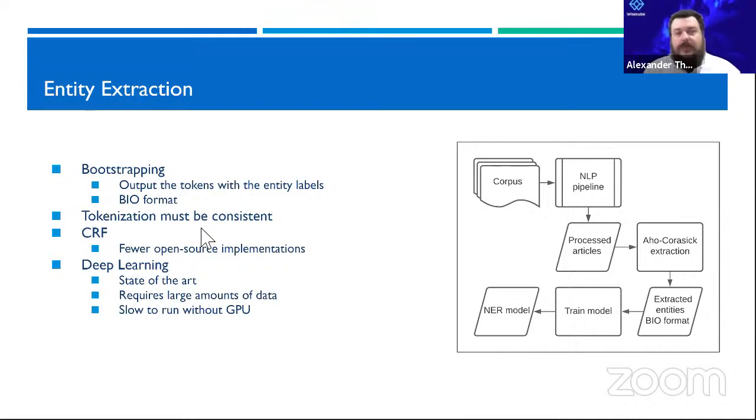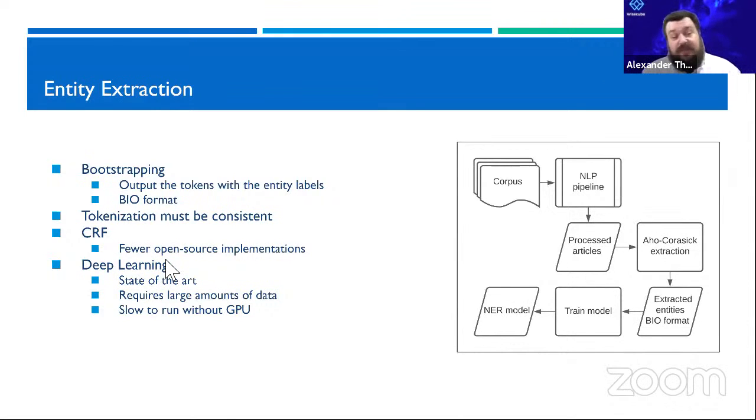With conditional random fields, it doesn't require as much data. It's a simpler model, so that's sort of a double-edged sword. It's good because it's simpler and requires less data. It's bad because it's not going to be able to learn as much. And there are also fewer open source implementations. It just never got quite as big as the deep learning stuff, though there are good implementations out there.